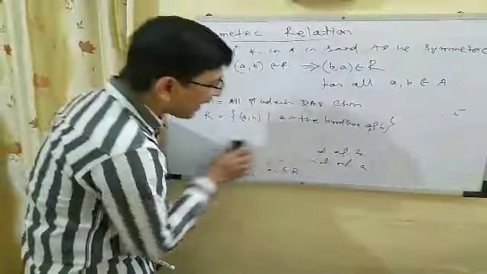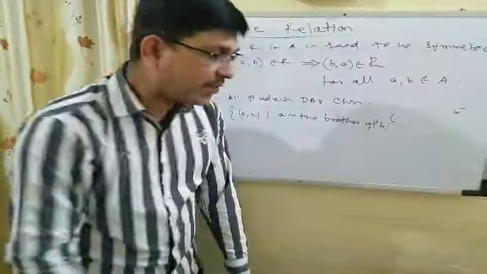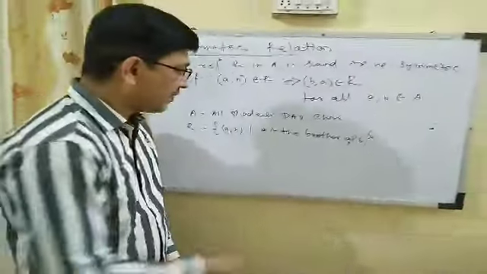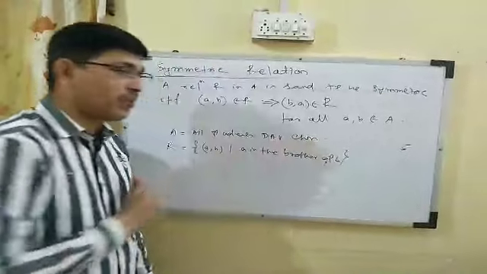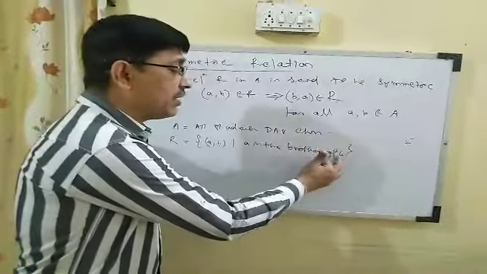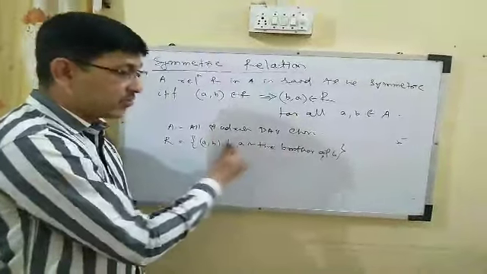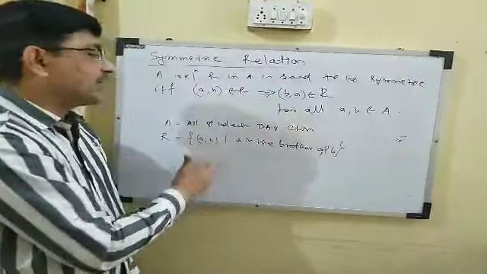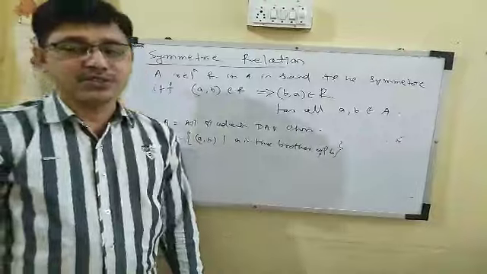But if A is a brother of B, can we say always that B is also the brother of A? No, this may not happen. If A is a brother of B, B may be a sister of A. So B may not be a brother of A. That's why this relation is not symmetric.